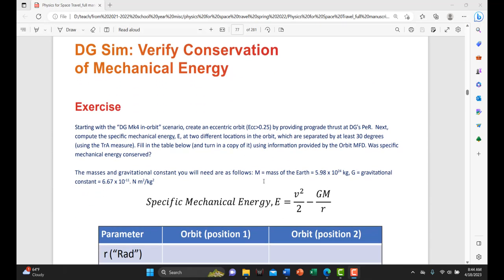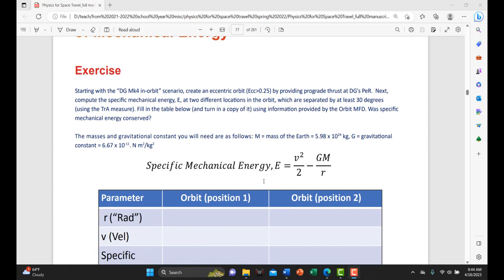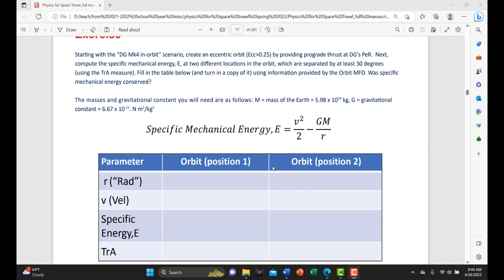Okay, so I've provided an exercise for readers to try, and it's fairly simple. So go to the DG MK4 in orbit scenario, and create an eccentric orbit. Okay, the default orbit is too circular. So the R's and the V's stay pretty much the same. But in an eccentric orbit, the R's and the V's change. So again, create an eccentric orbit, eccentricity greater than 0.25, but make sure it's less than 1, because if it's 1, then it's no longer in orbit.